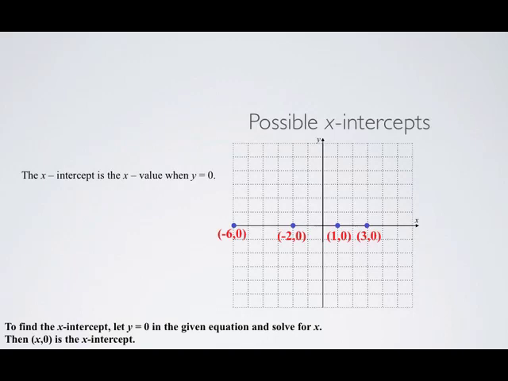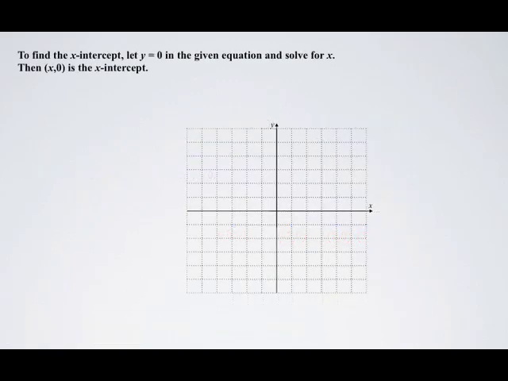To find the x-intercept, we let y equal 0 in the given equation, and then solve for x. Then whatever we find for x is the first number in the coordinate, and 0 is the second. So (x, 0) makes up the x-intercept point. This is a very similar process to finding y-intercepts. So let's find the x-intercept for the same equation we were considering earlier.